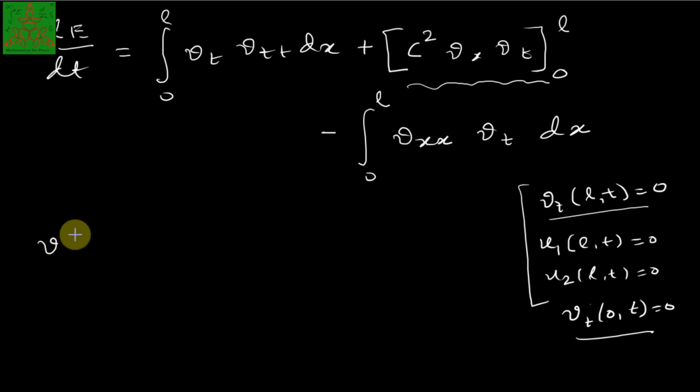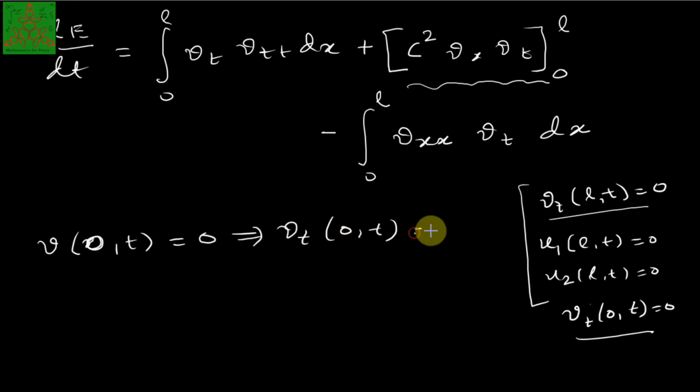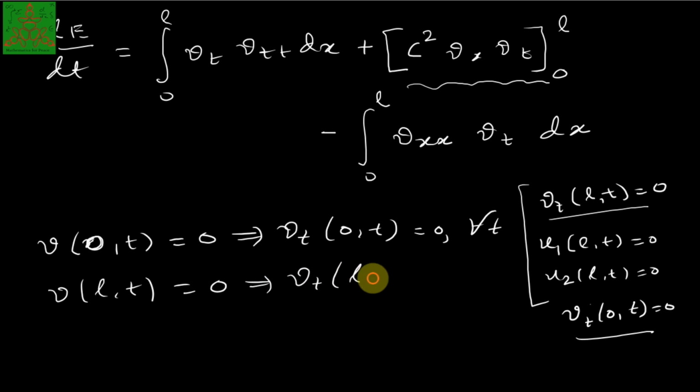Due to this condition, we can write down that V(0,t) is 0, which implies that Vt at (0,t) is 0. This is true for every t. And V(L,t) is equal to 0, which implies that Vt at (L,t) is also 0 for every t. So at the boundary conditions, the velocity is also 0.